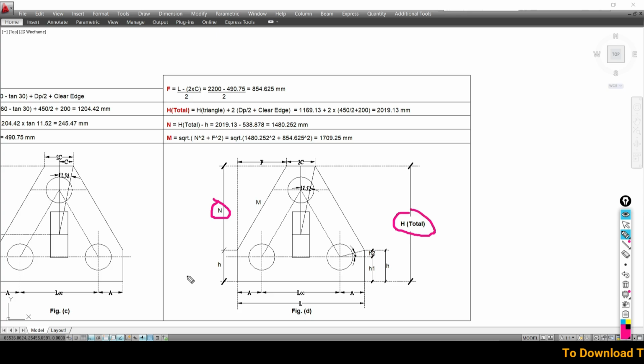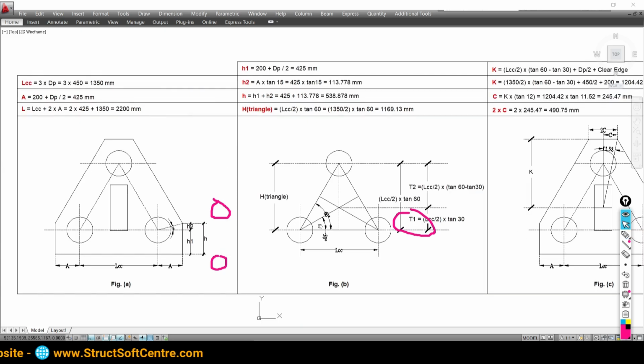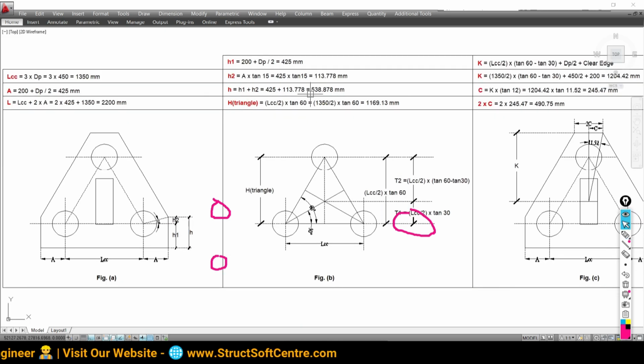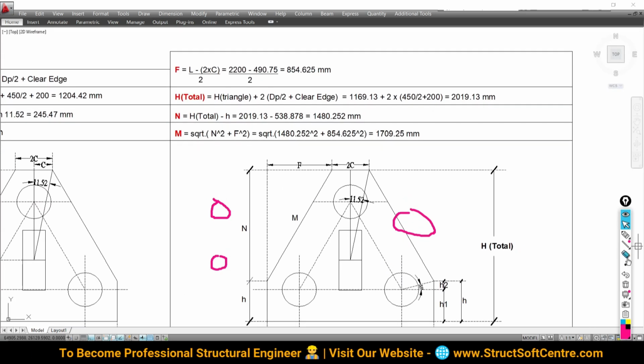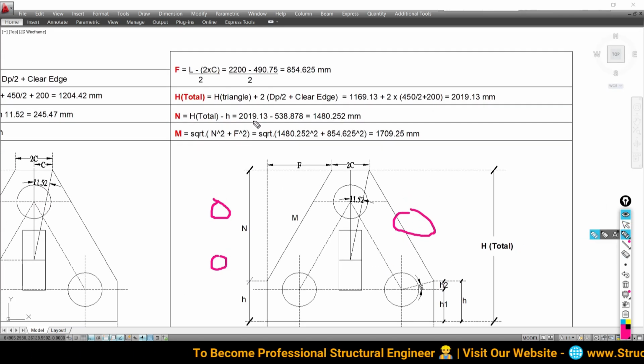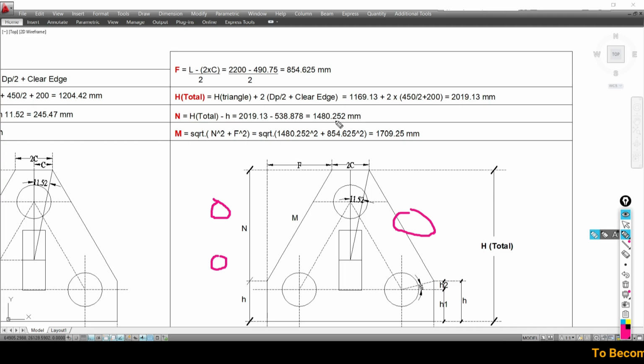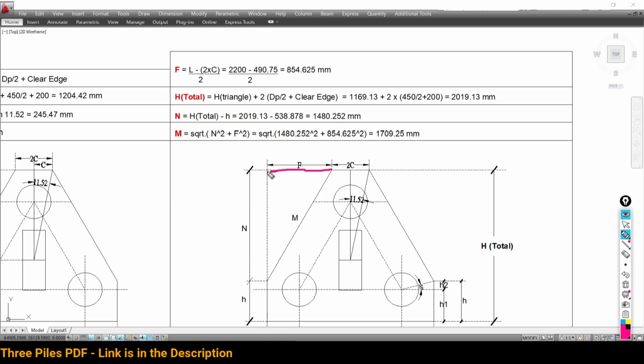Now we have to calculate this N value, and N you can calculate by the difference of this total height and this h value. How much did we calculate h earlier? We calculated h equal to 538.878. I am going to put that here. So total height is 2019.13 minus 538.878. The difference of these two values is 1480.252 in mm.